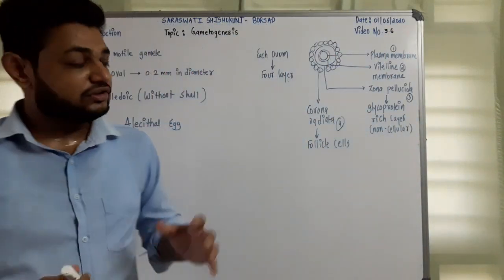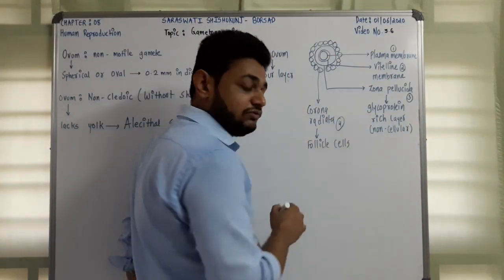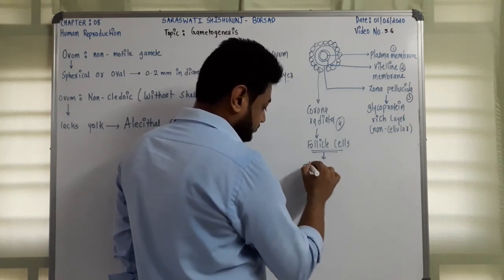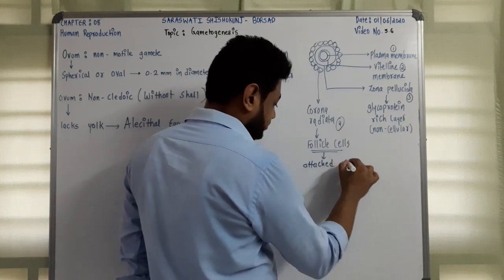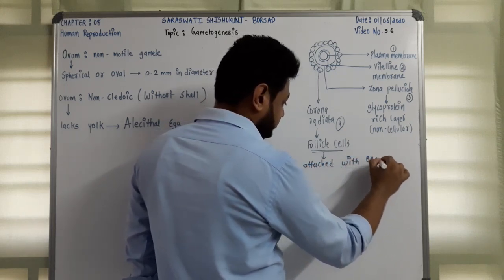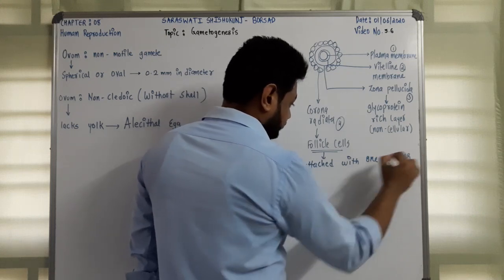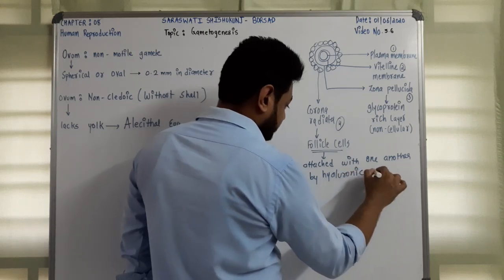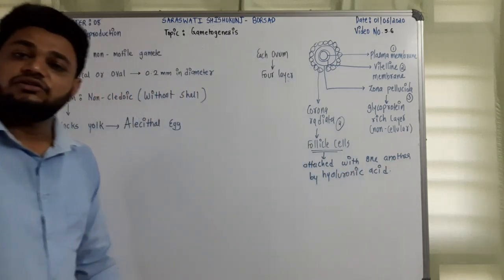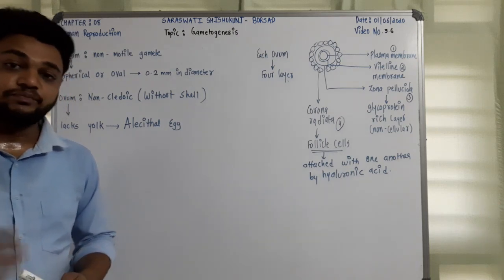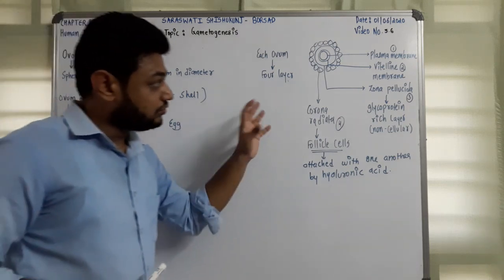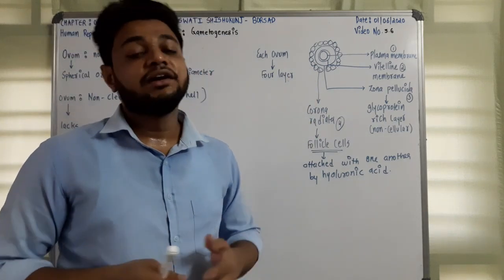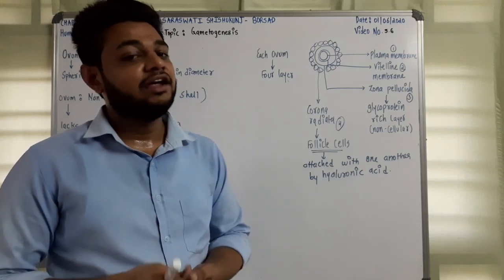Okay, students, so in this corona radiata, the follicular cells are attached to one another by hyaluronic acid, and that is why the hyaluronidase enzyme is required for the sperm to penetrate into the ova. The cells which are bound with hyaluronic acid should get digested, so that the sperm can make the entry.